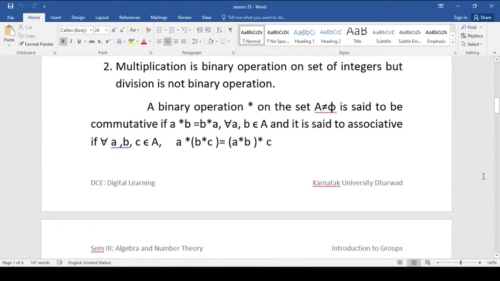A binary operation star on a non-empty set A is said to be commutative if a star b is equal to b star a for all a and b belonging to A, and it is said to be associative if for all a, b, c belonging to A, (a star b) star c is equal to a star (b star c). If the binary operation satisfies both, it is commutative and associative.